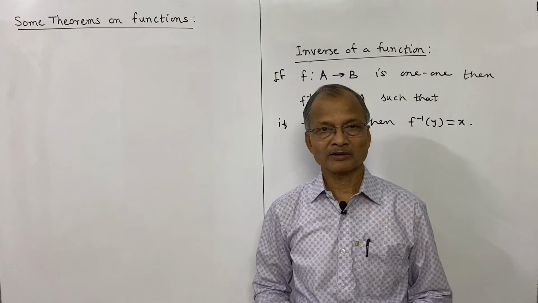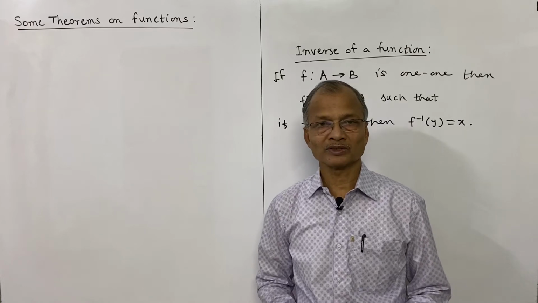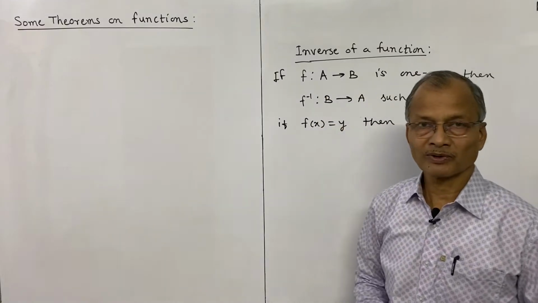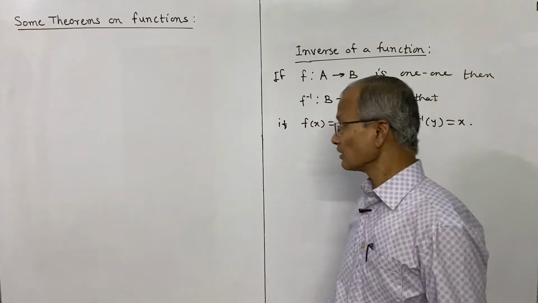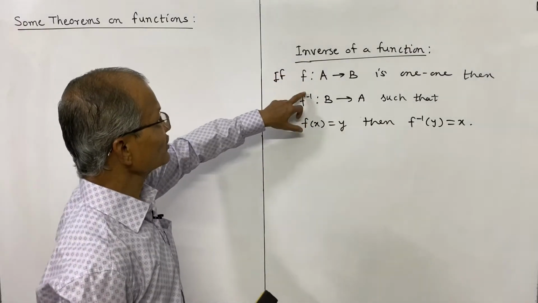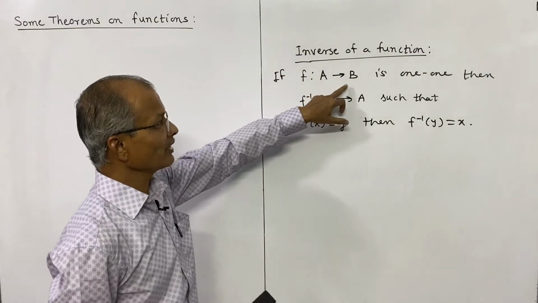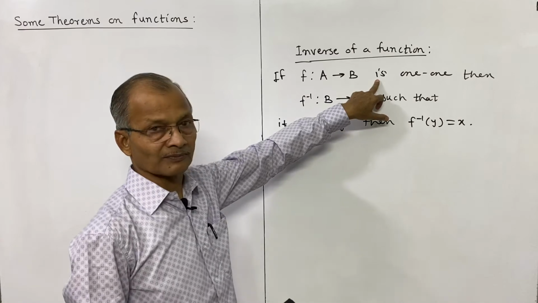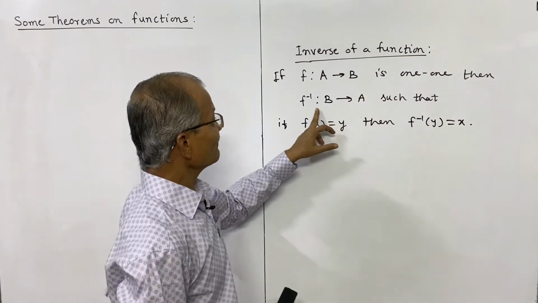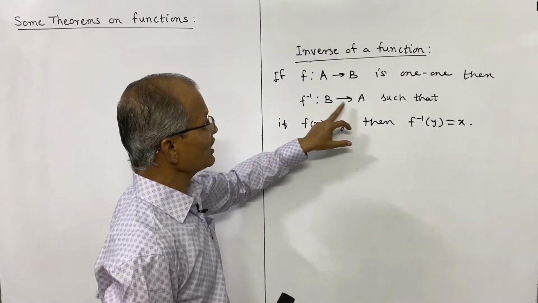In our last lecture, we studied the definition of function and different types of function, one-one and onto function. Also, we studied the inverse function. We will revise it. Inverse of a function: if f is a function from A to B which is one-one and onto, this is necessary for the existence of the inverse, then f inverse is a function from B to A.